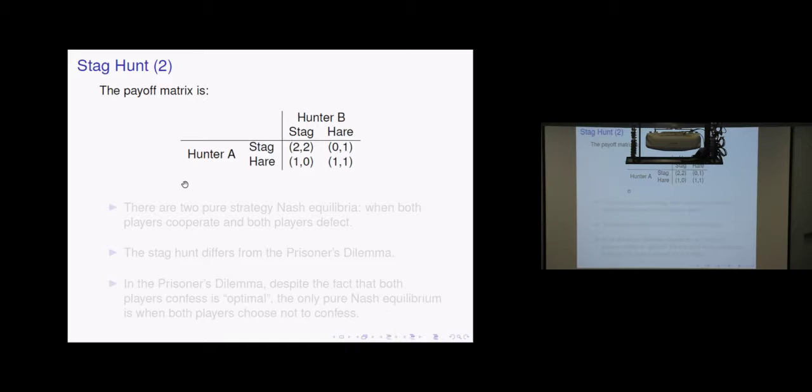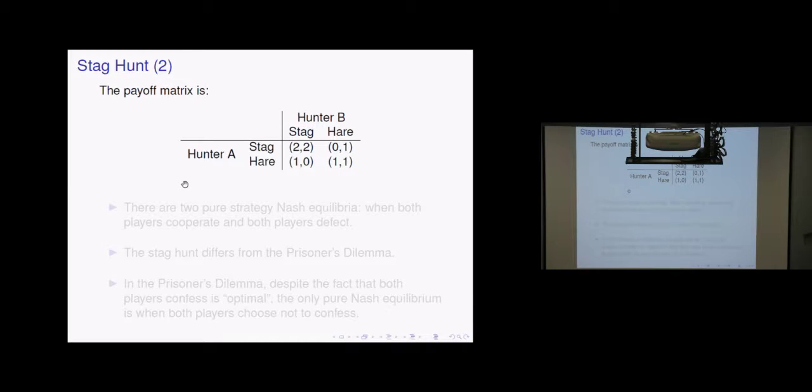Now, if hunter A decides to hunt stag, and hunter B decides to hunt hare, then B will get a reward, right? B will get reward 1, but A will get nothing, because it takes 2 people's effort to get the deer, right? So therefore, A gets 0, but B gets 1. Same situation happens here. So if B decides to hunt stag and A decides to hunt hare, then A gets his reward, but B gets nothing.